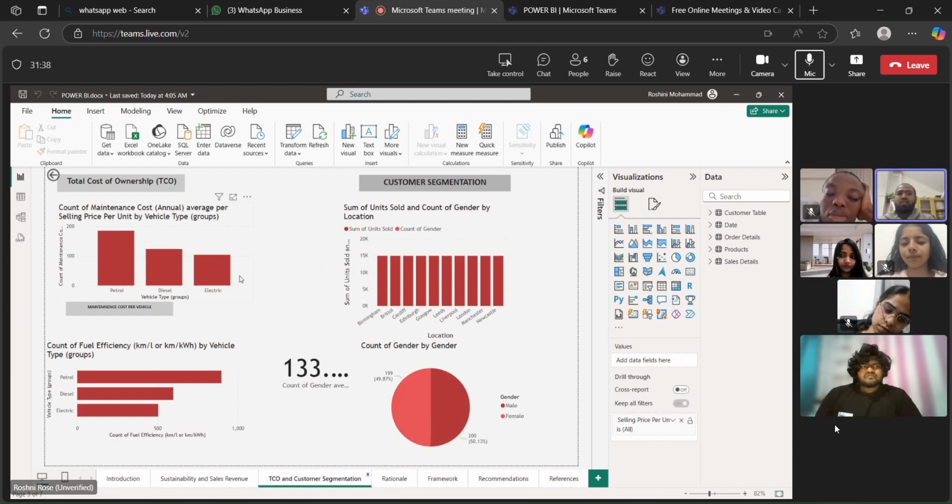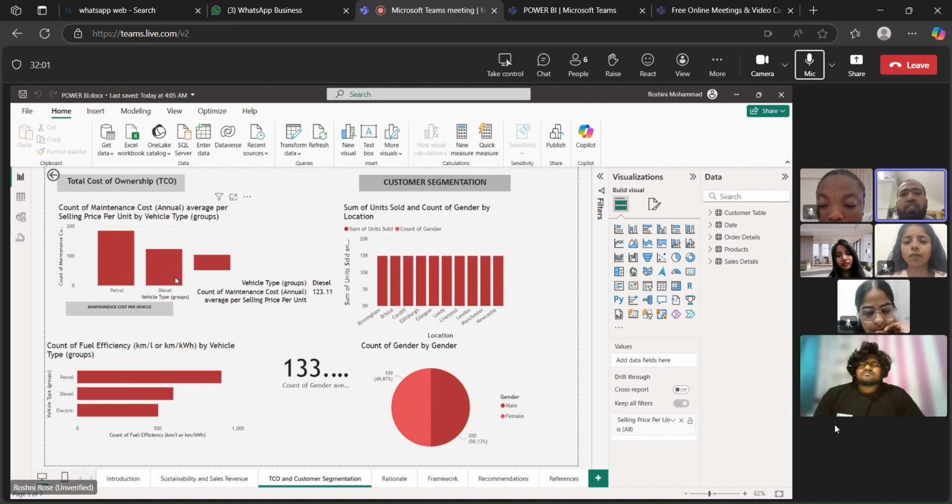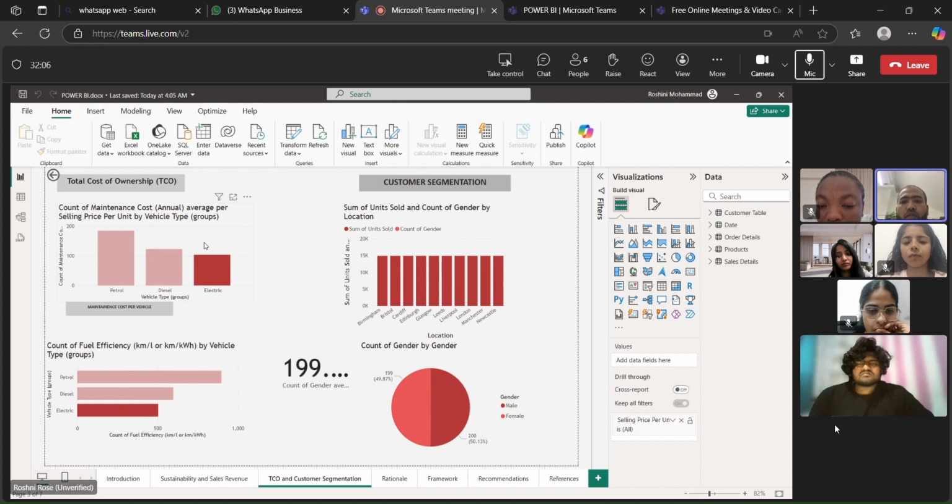Hi everyone, I'm Madhud Hassan. I will explain total cost of ownership. It shows the vehicle's true value from the customer's perspective. We are taking a graph chart with vehicle types in the x-axis, and the count of annual average maintenance cost per selling price per unit by vehicle type groups. There are three types of vehicles: petrol vehicles, and the count of maintenance cost yearly.